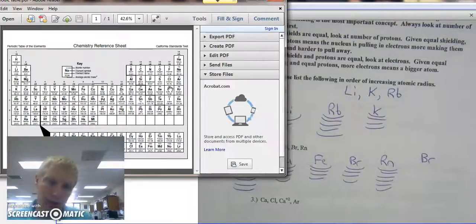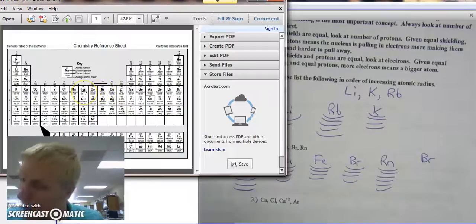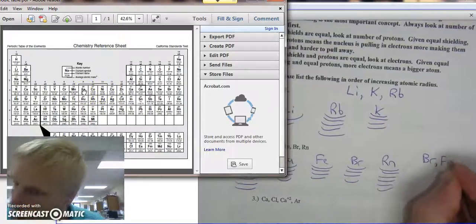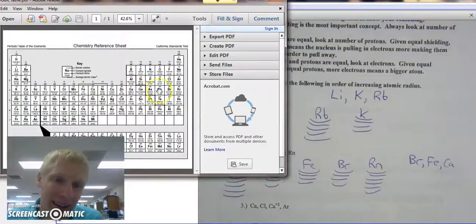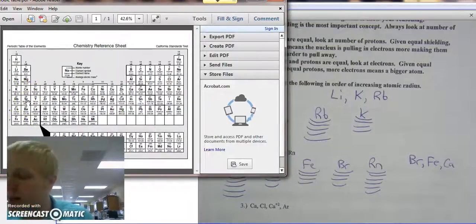It has the same number of shields as calcium and iron, however it has more protons, therefore a stronger ability to draw those electrons towards itself. And then iron would come next, and calcium would come after that. And if you look at it, bromine, iron, calcium, the one that's closest to francium is calcium, so it should be the biggest one of those three.